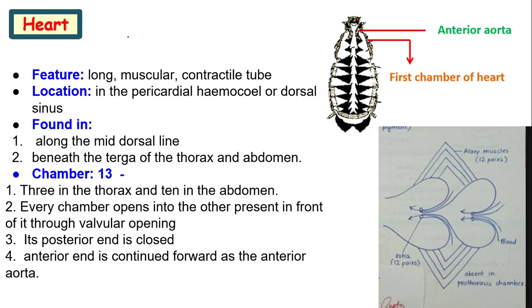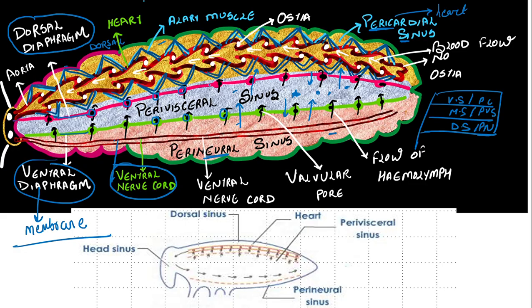Now, the next thing we are going to study here is the heart. You can see your heart again in the picture. Can you see this red color one? This is nothing but your heart. How many chambers are present? Count: 1, 2, 3, 4, 5, 6, 7, 8, 9, 10, 11, 12, 13. 13 chambers. How many chambers are present in our heart? Only 4 chambers. But for the cockroach, 13 chambers are present.